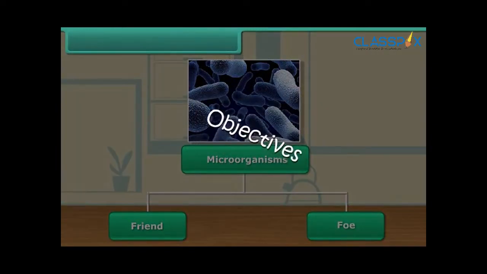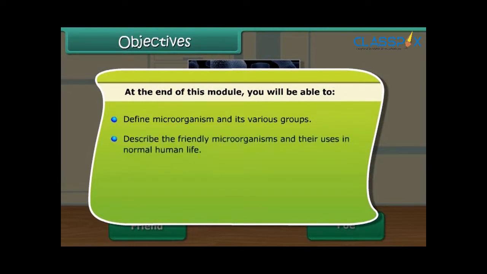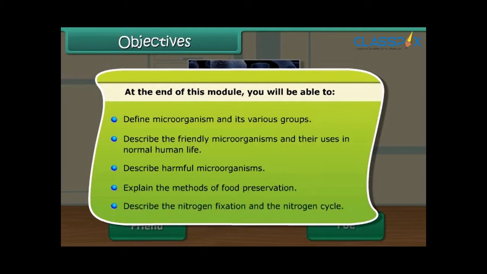Objectives. Friends, at the end of this module, you will be able to define microorganism and its various groups. You will also be able to describe the friendly microorganisms and their uses in normal human life. Besides, you will be able to describe harmful microorganisms and explain the methods of food preservation. In addition, you will also be able to describe the nitrogen fixation and the nitrogen cycle.